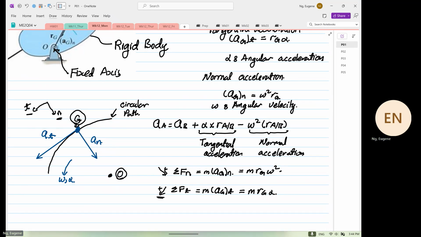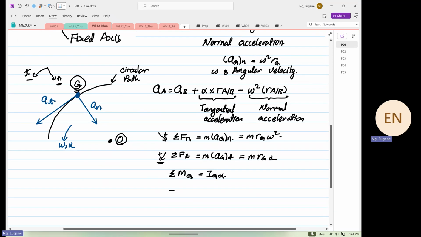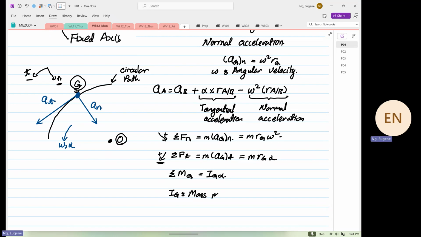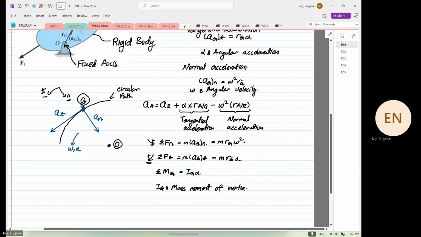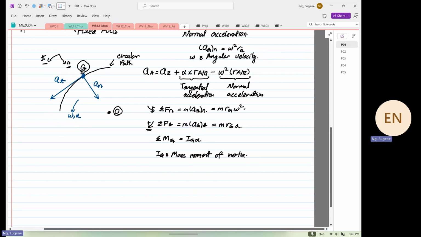Okay. And then summation of moment at the center of gravity is equal to I_G alpha, where I_G is our mass moment of inertia. Now, if we want to find, I'll let you finish copying first. Are we okay?